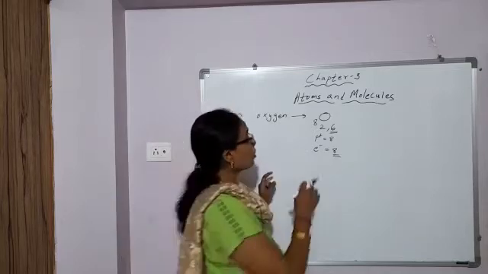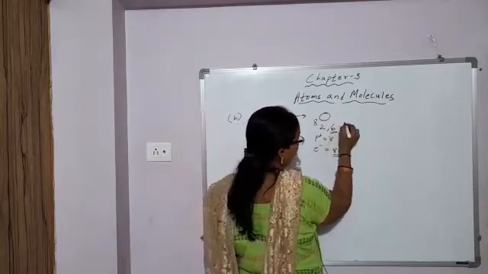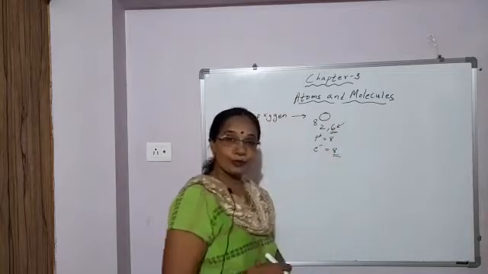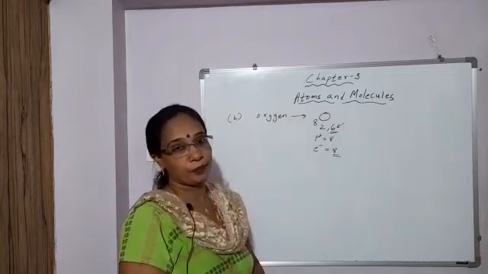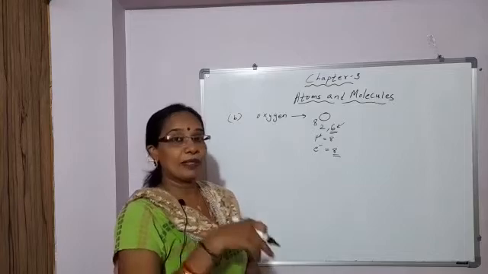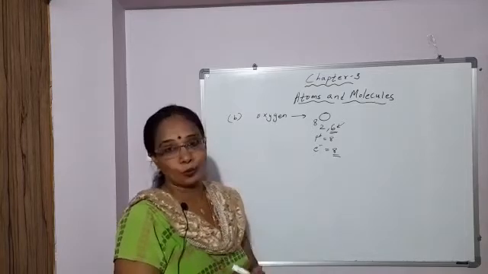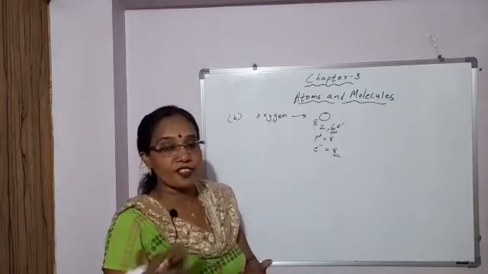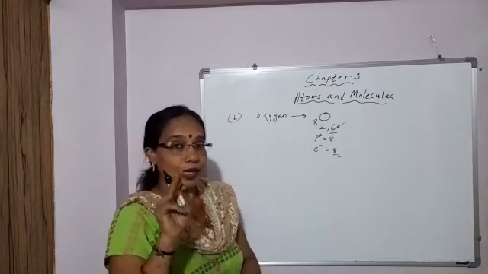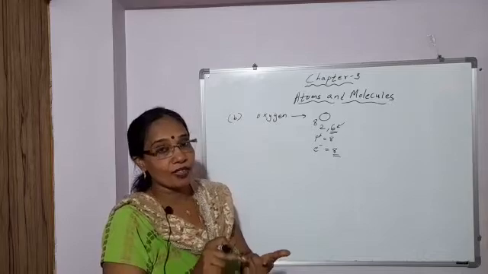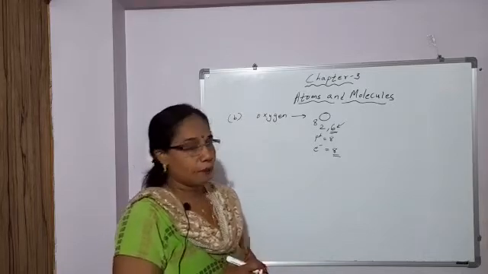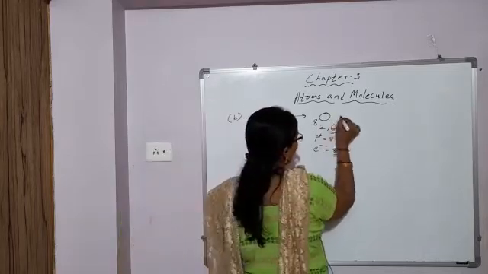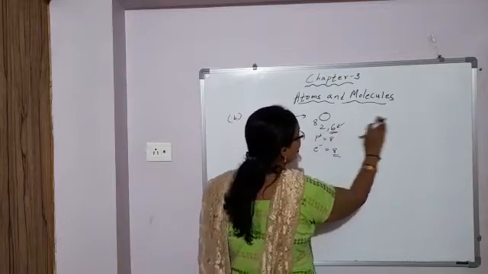So what will oxygen do for that? It can gain 2 electrons. So outermost becomes 8. So what will be the valency of oxygen? 2. How many electrons is it gaining to attain the electronic configuration of the nearest noble gas? 2 electrons. So what is the valency of oxygen? 2.